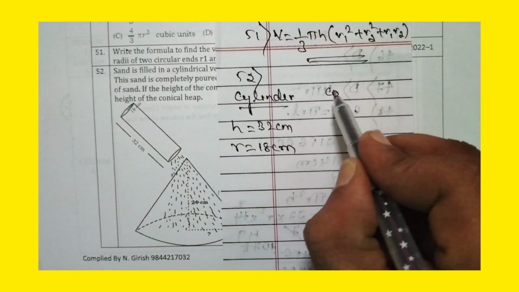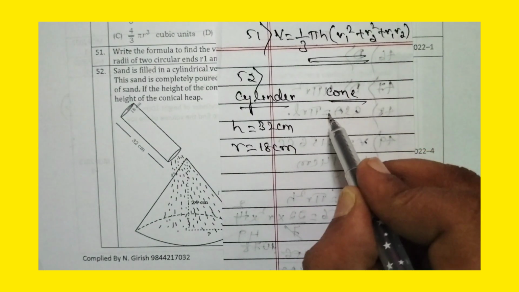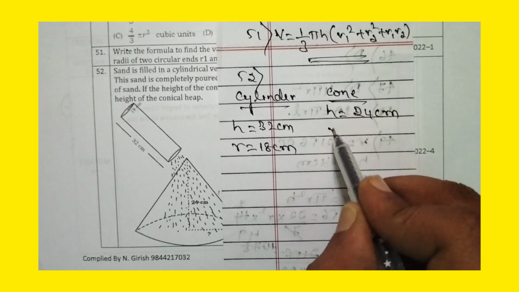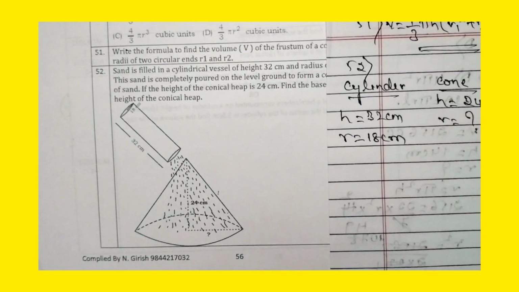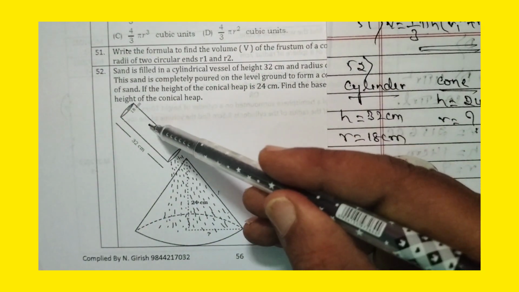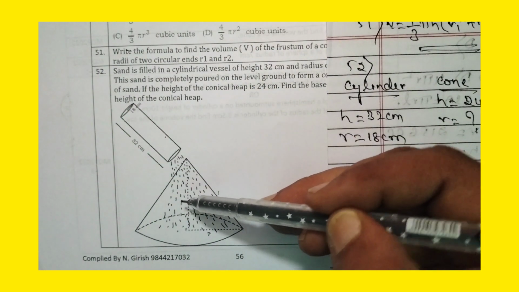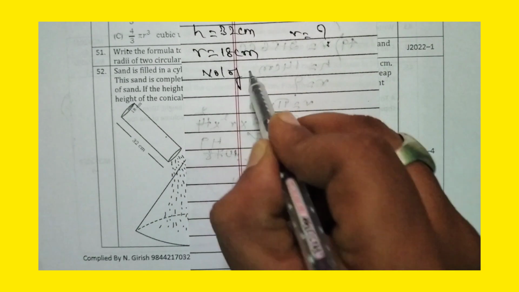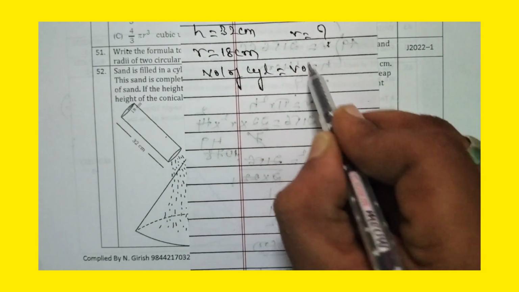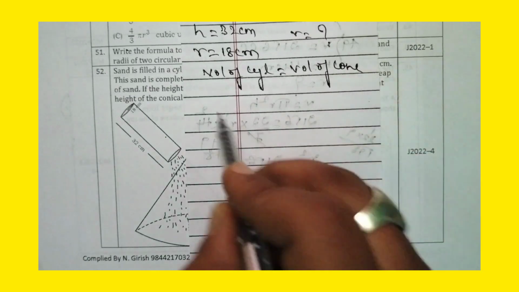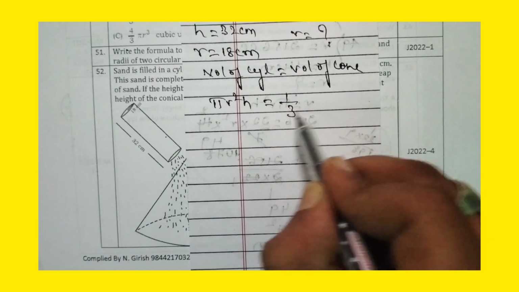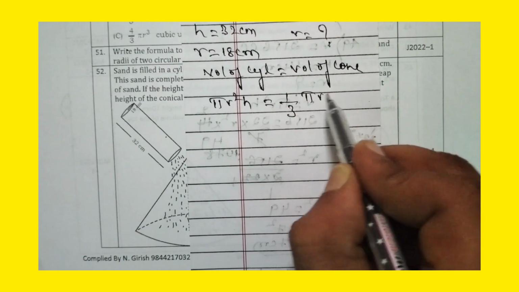So let us list what is given for the cone. What are the things they have given in the cone? They have given the height of the cone, h is equal to 24 centimeter. First let us find out the radius. Since the sand here has been poured there, the volume of the cylinder is equal to the volume of the cone. So both volumes are the same. Volume of cylinder pi r square h is equal to volume of cone 1 by 3 pi r square h.